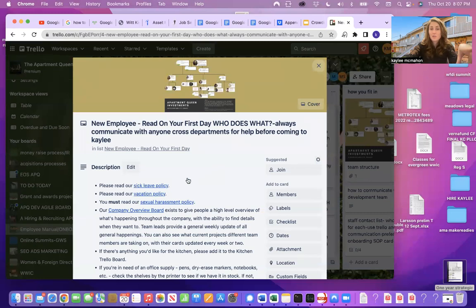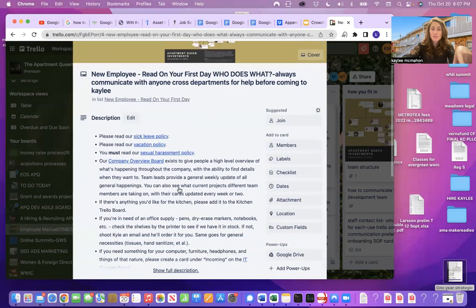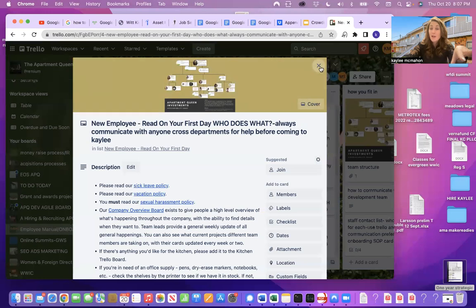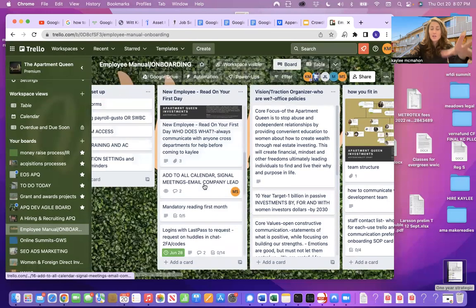In here you'll have your sick leave policy, vacation policy, sexual harassment policy, company overview, everything for the new employee to look at. You don't have to use Trello, but I really like it. So this is just one place.